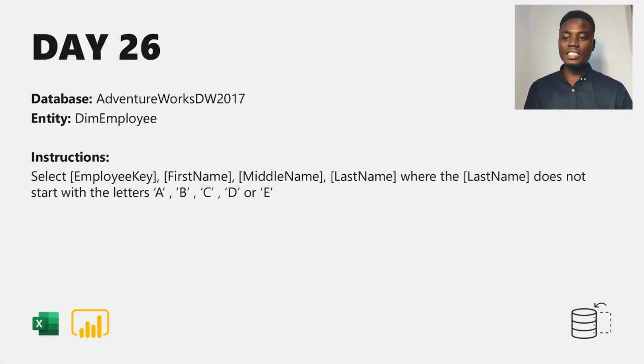For today's challenge, we have to select the employee key, first name, middle name, and last name, where the last name does not start with the letters A, B, C, D, or E. We are using the Adventure Works database and the employee table. So let's head over to Power BI.